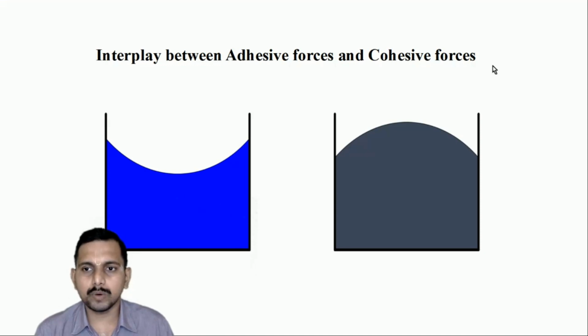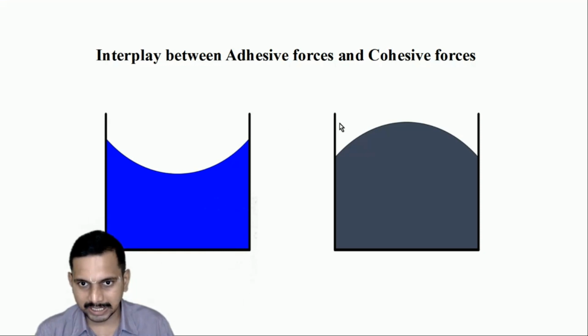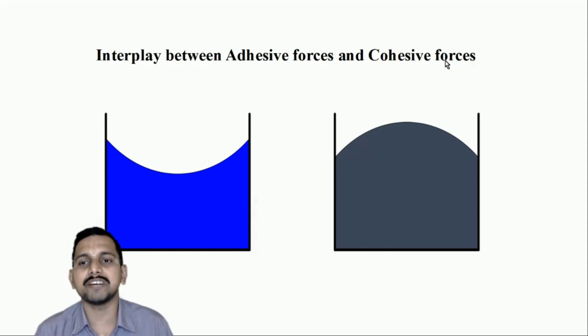Now one of the effects of surface tension is the forming of the meniscus in a container which is holding the liquid. Consider these two glass containers. In the first container water is put and in the second container mercury is put. The water forms a concave meniscus and the mercury forms a convex meniscus. This happens because of the interplay between cohesive and adhesive forces.